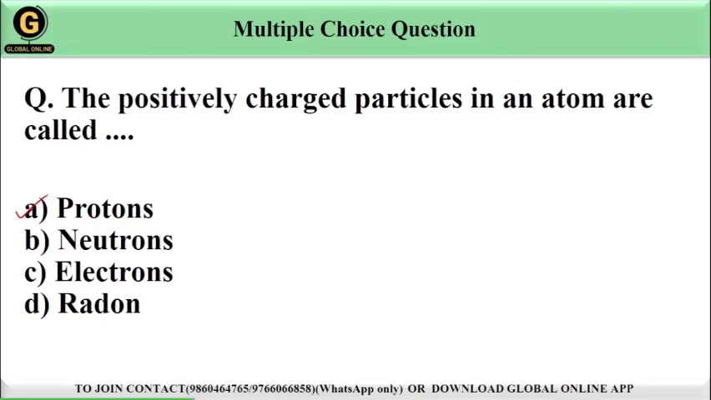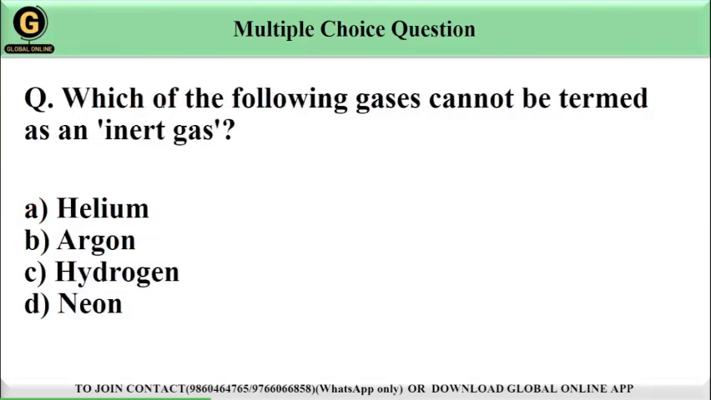They along with neutrons make up the nucleus while electrons orbit around the nucleus. So guys, correct answer is option A, proton. Next question is, which of the following gases cannot be termed as an inert gas? We have options here. Helium, argon, hydrogen and neon.